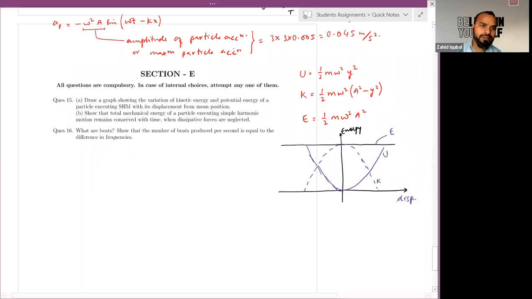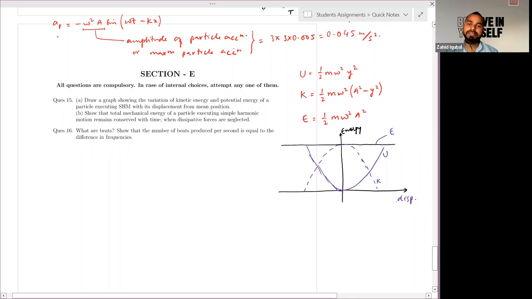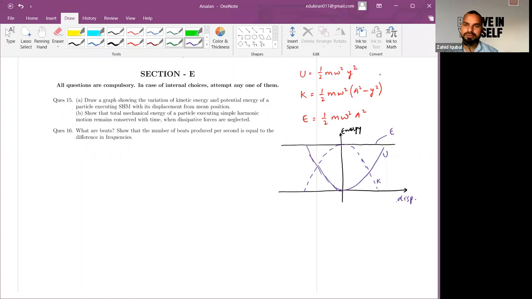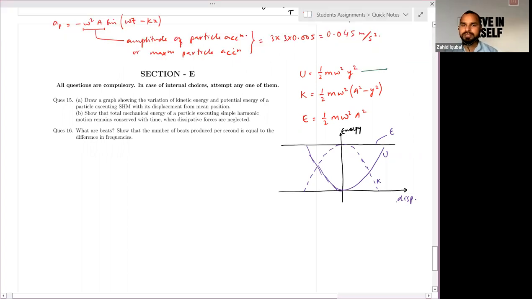Next, show that the total energy of particle executing SHM is conserved with time if dissipative force is neglected. So we have first potential energy, second kinetic energy. On adding, you will get this part and you will say this will be constant. Hence, total energy of particle executing simple harmonic motion will be constant if viscous force of air is neglected.